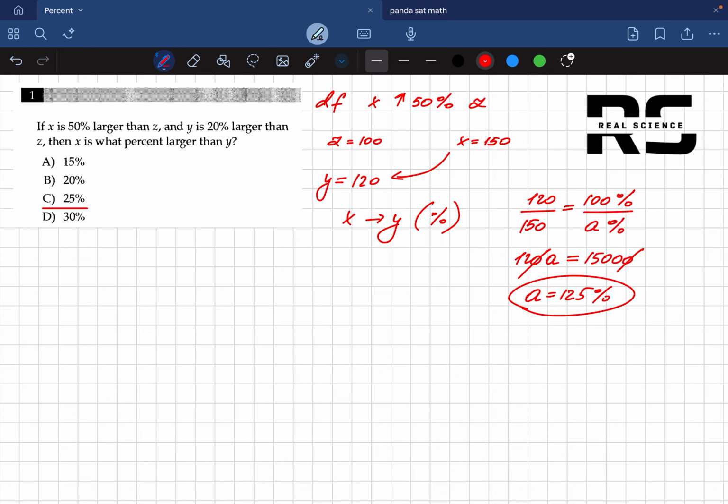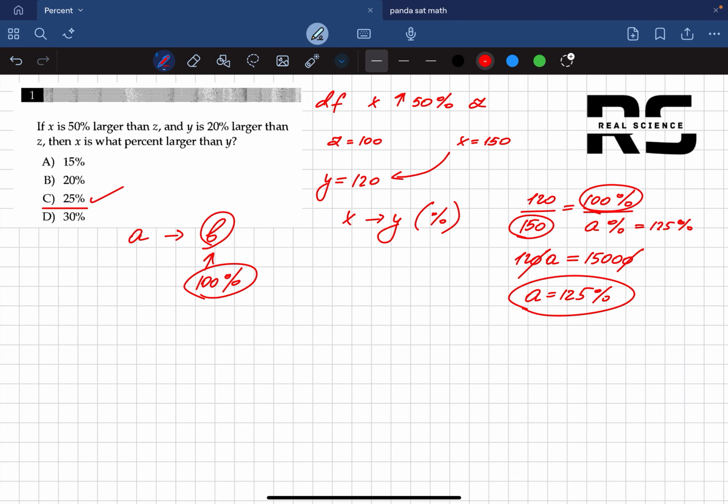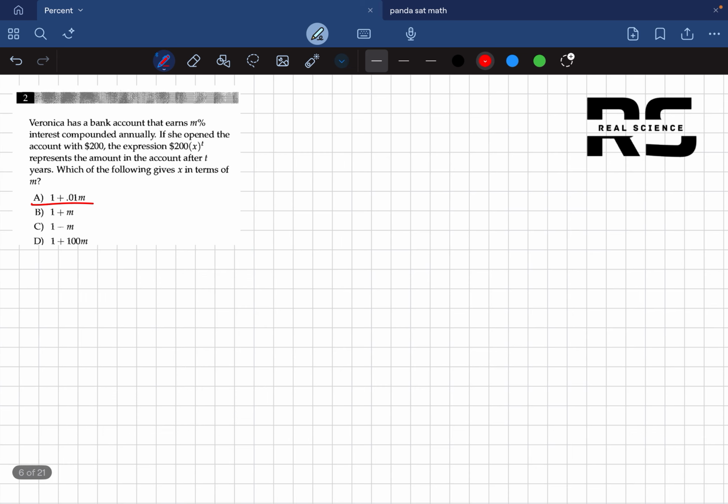So if a is 125%, meaning that 150 is 125%, and 120 is 100%, it is 25% more. So x is 25% larger than y. And remember that if you're comparing two numbers, let's say a to b, you always take the second number, the one that you're comparing to, as 100%, in order to understand by what percent a is larger than b. Let's look at number 2.